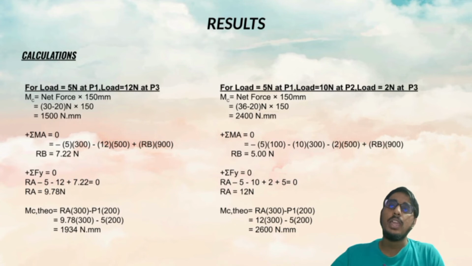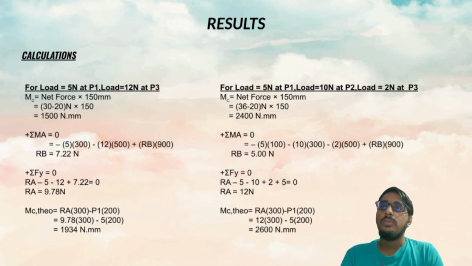For this we can use the calculation for the load equal to 5 Newton at P1 and load equal to 12 Newton at P3, where the moment at C is equal to net force times 150 mm. We know the balance reading was 30 Newton and the initial reading was 20, so we multiply by 150 and get the moment at C, which is 1500 Newton millimeter. Next, we know that the moment at A is equal to 0, and find RB, which is equal to 7.22 Newton. Then we also know the summation of Fy is equal to 0, so we can find RA from that, which is 9.78 Newton.